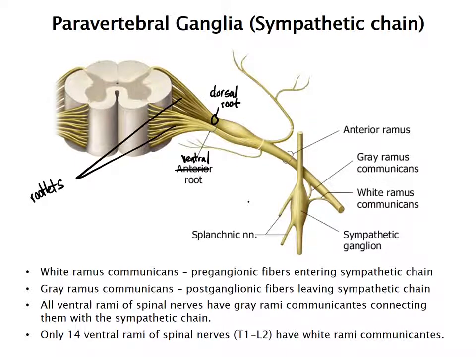Sometimes the dorsal and ventral roots are referred to as posterior and anterior roots. Either terminology is fine. Once the dorsal and ventral roots unite, they form a very short spinal nerve. The spinal nerve quickly divides into a larger ventral ramus and a much smaller dorsal ramus.